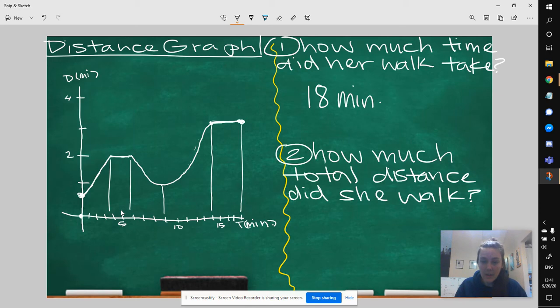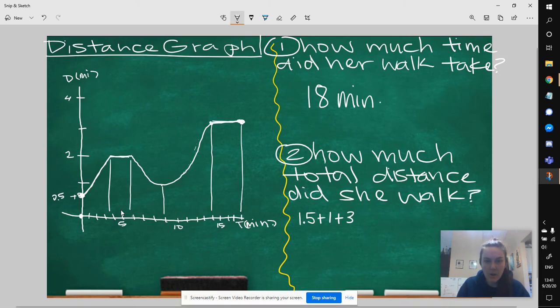Okay, cool. How much total distance did Miss Johnson walk? Well, I started at, let's say, 0.5 miles. And then I walked till it was 2 miles. So that was 1.5 miles. I did my little rest. I walked back a mile to pick up my wallet. Then I walked 2 more miles until I hit the 3 miles away, right?